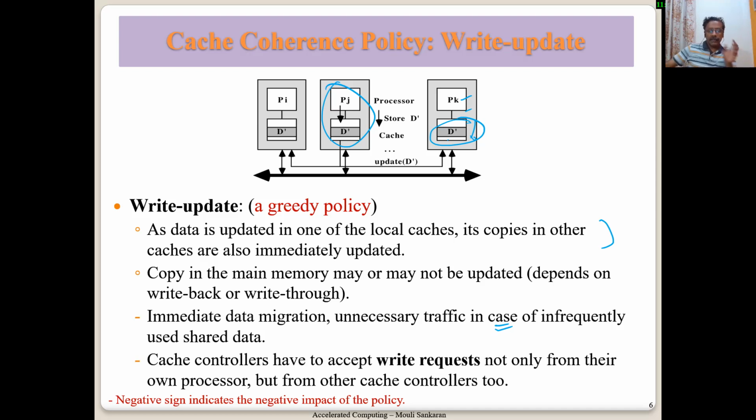So the cache controllers, this is all done by the cache controllers, have to accept write requests. We need to have a provision so that the cache controllers are not only taking read or write accesses from the CPU, but also getting the write requests coming from the other cores in the same processor, in the same SoC, or in the system.